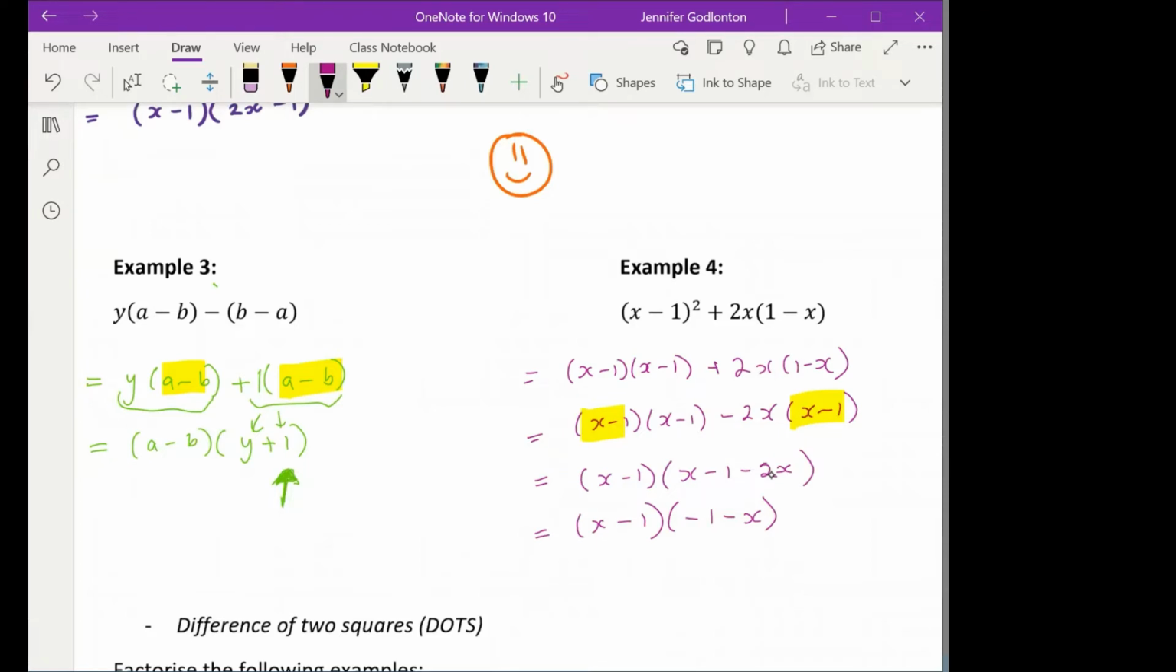Where did you get the negative x? Yeah, so I get it, it's okay. Guys, you must always ask if you're confused. That's what I'm here for. You've got 1x minus 2x, and 1 minus 2 gives you -1. Oh, okay. Thank you so much. Sure, no problem.